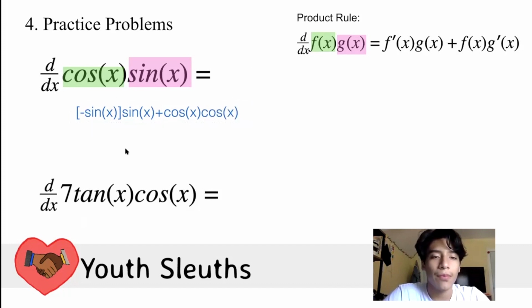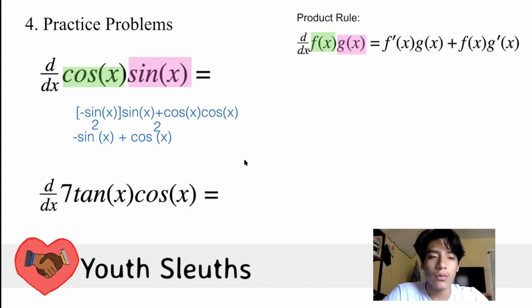And so after that, we just need to simplify and combine like terms. And so this becomes negative sine of x times sine of x, which is just negative sine of x squared, plus cosine of x times cosine of x, which is cosine of x squared.